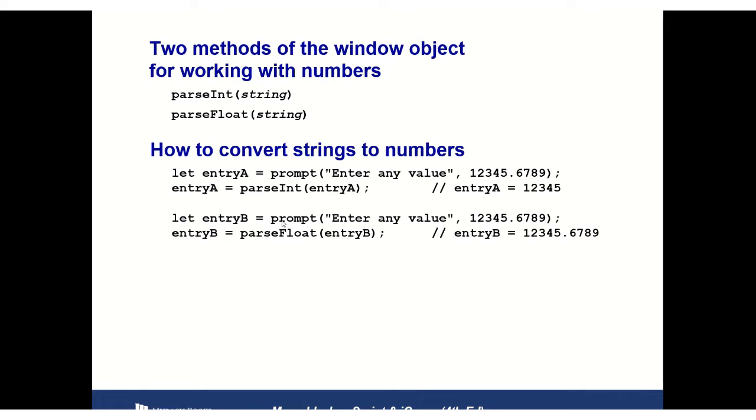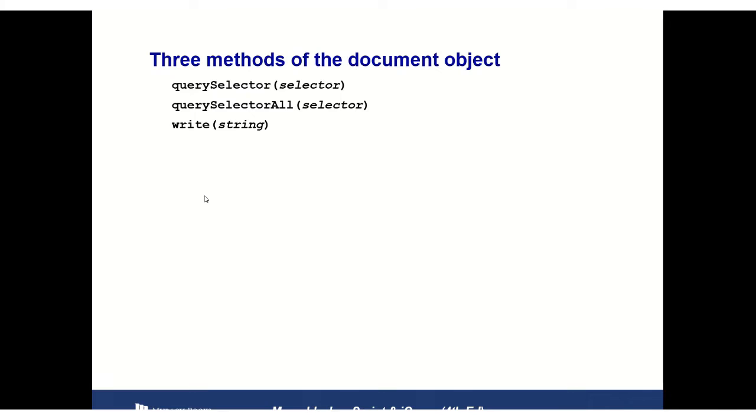Note that both of these functions are applied only to strings. Okay, so there are three methods of the document object: query selector all, and write. We have already dealt with some examples of these. Let us try to find out some more examples.